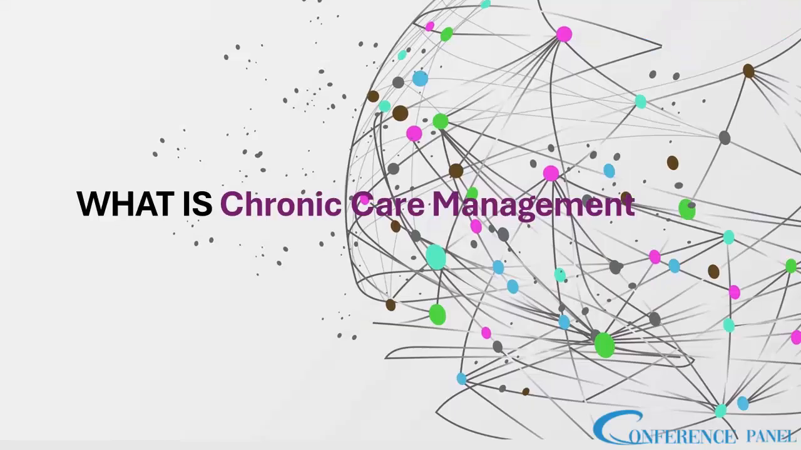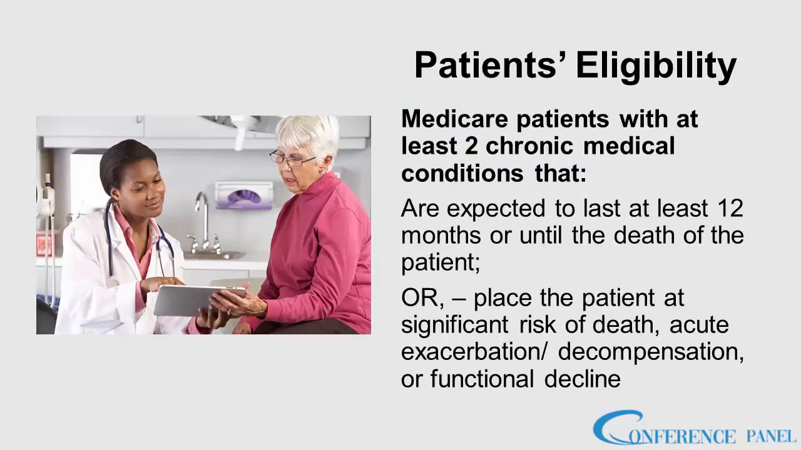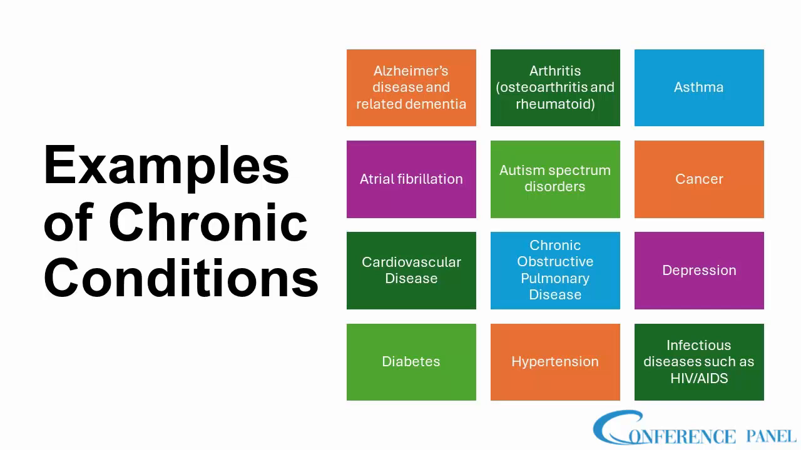So let's talk about what is chronic care management. What is CCM? Medicare said CCM is the care coordination or care management that is happening outside of regular office visits for patients with two or more chronic conditions. So let's first talk about who are the patients that qualify to be enrolled in CCM. Any patient with two or more chronic conditions should qualify for the service. Medicare provides you examples of what chronic conditions could be.